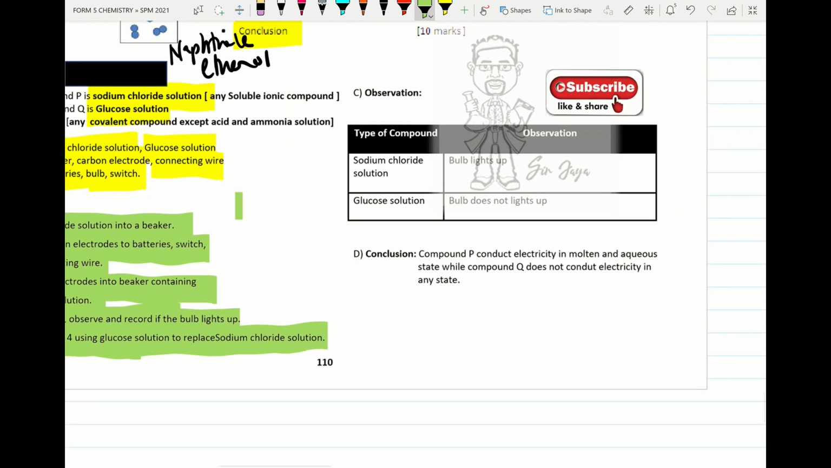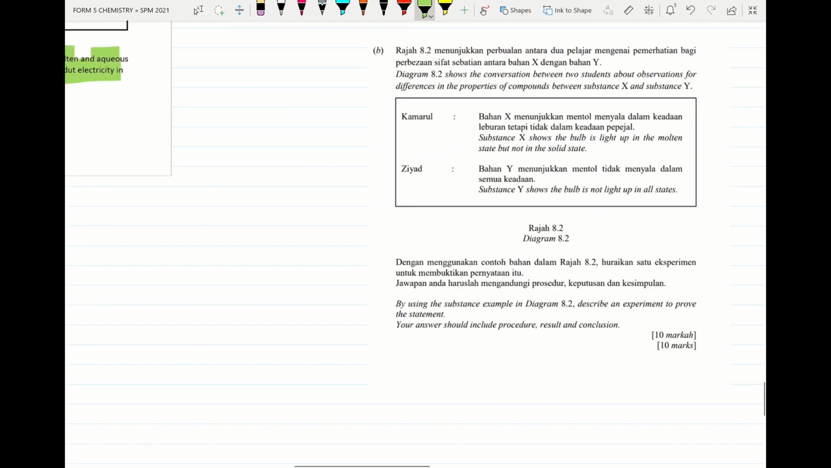All right, so observation. For the type of compound, sodium chloride solution: the bulb lights up. Glucose solution: the bulb does not light up. So compound P conducts electricity in molten and aqueous state, while compound Q does not conduct electricity in any state.